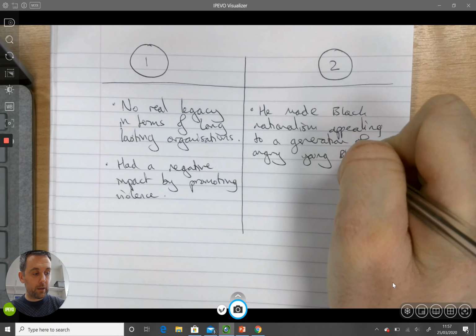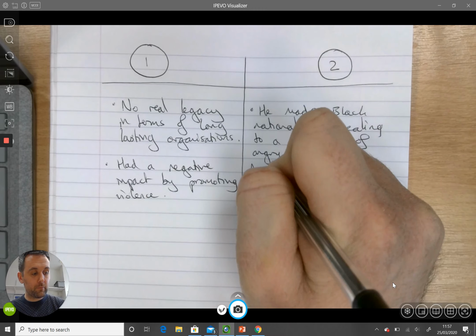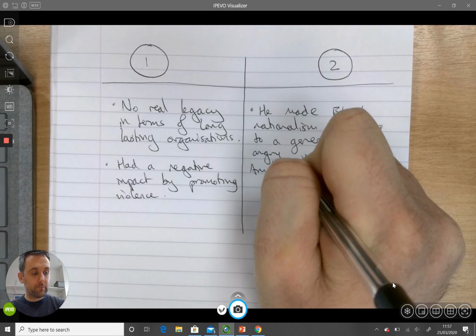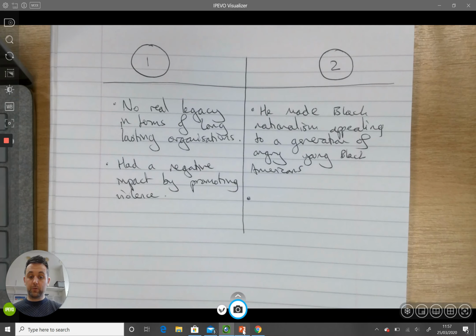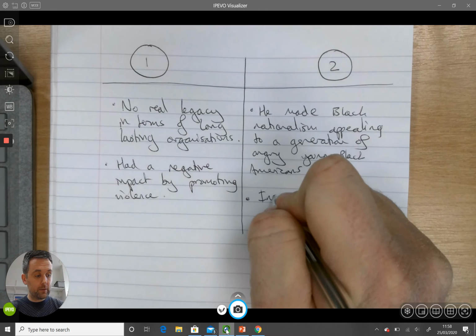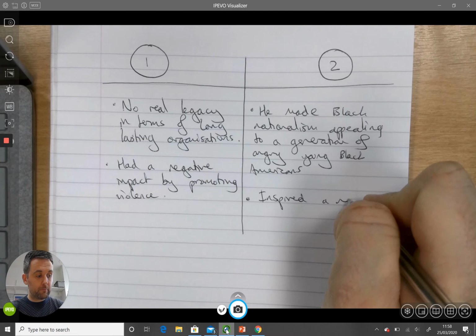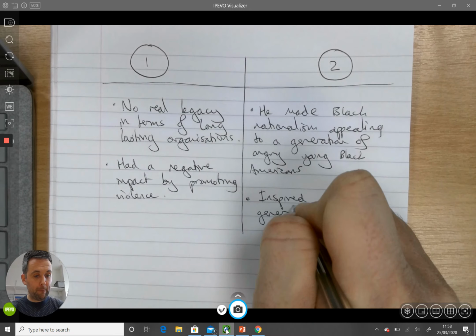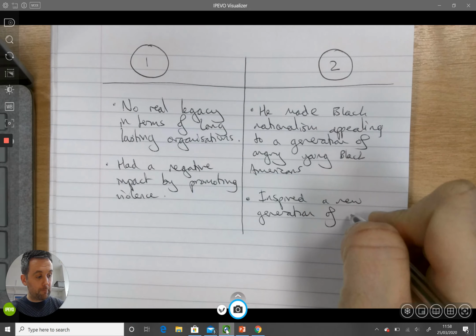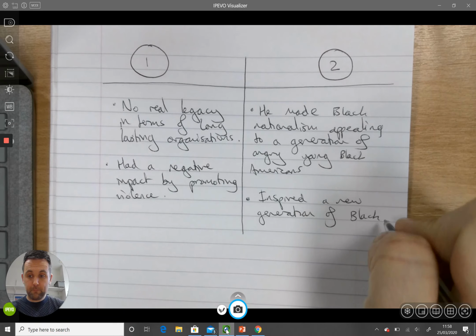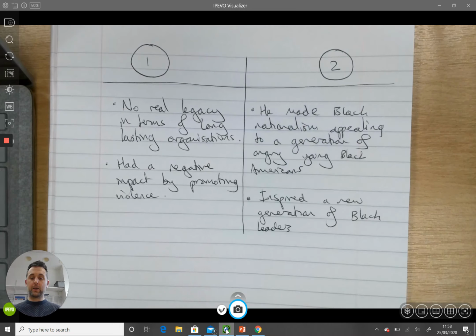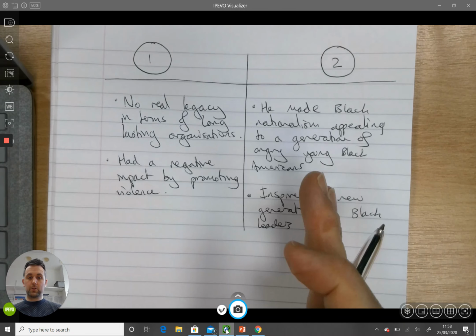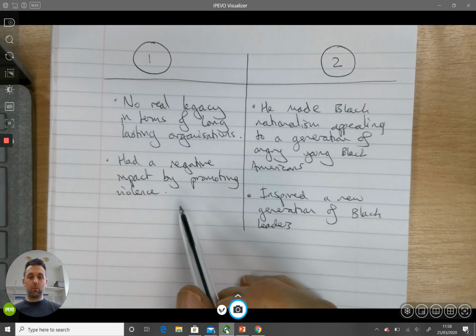And the second thing that I think is quite important is that he inspired a new generation of black leaders, because I think I could definitely write about that. Okay. So here we go. I've basically got my plan now. If I was writing this full thing, these are basically my paragraphs.